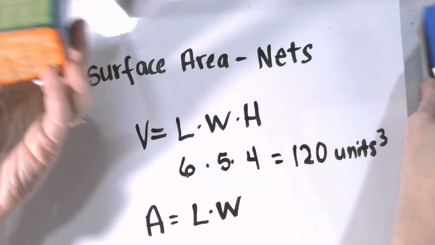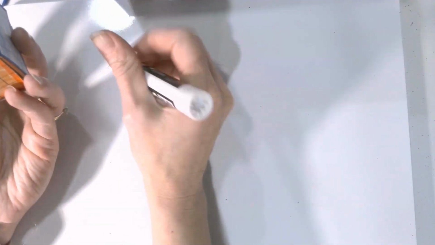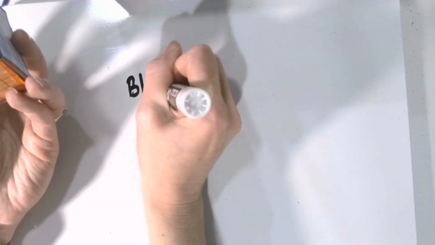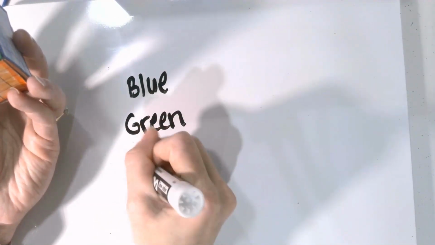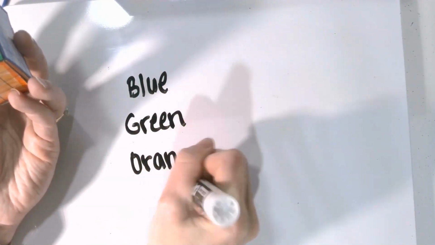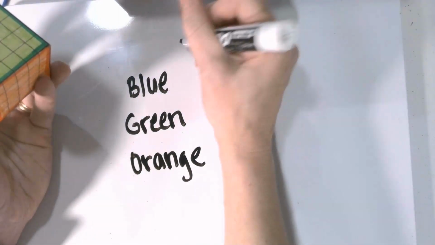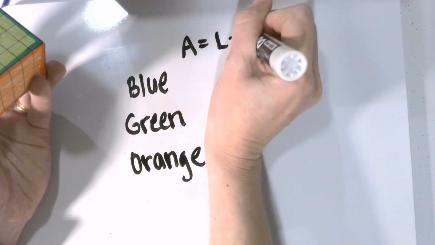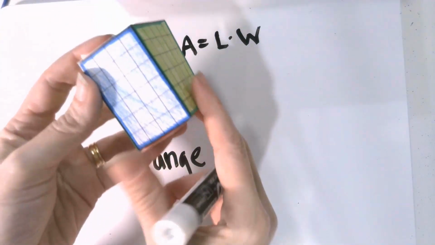So I'm going to just clear off this dry erase board, and I'm going to write down the 3 colors that we see here. So we have blue, we have green, and we have orange. Now let's figure out the area of each of these sides. Remember that the area formula is just length times width. So let's start with blue.